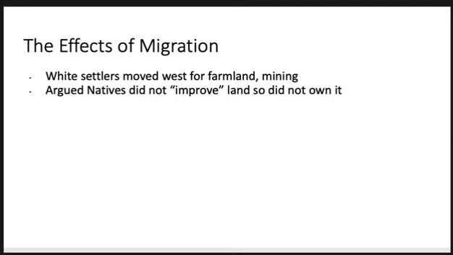This time period is going to see a lot of migration, where Americans are going to be moving west into the Great Plains. They're moving here for farmland and also for mining. Remember, gold and silver and other valuable natural resources were found in places here in the Great Plains. They argued that the natives who lived here did not improve the land, and so they did not own it. The natives argued back that you can't really own land, that land is there to be shared for hunting and for farming and things like that.